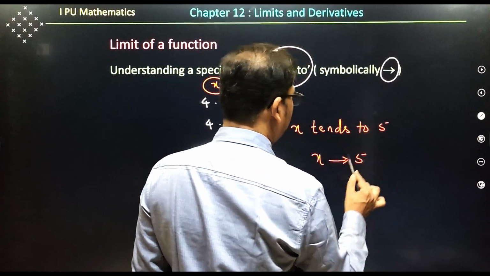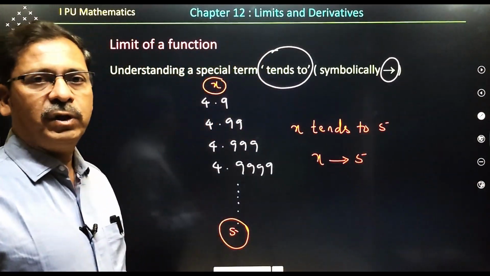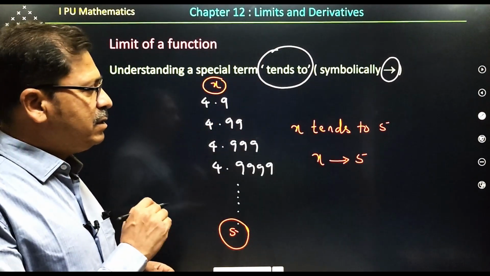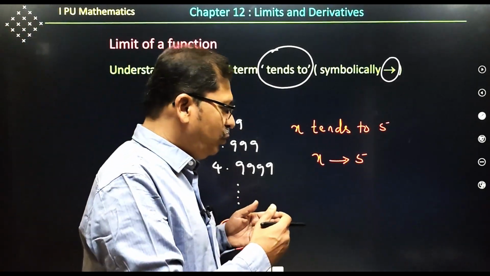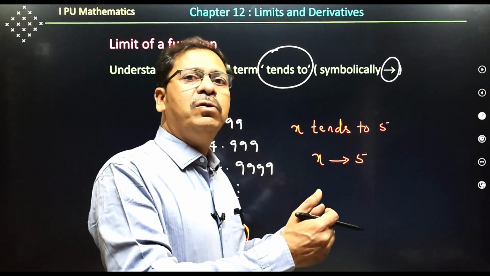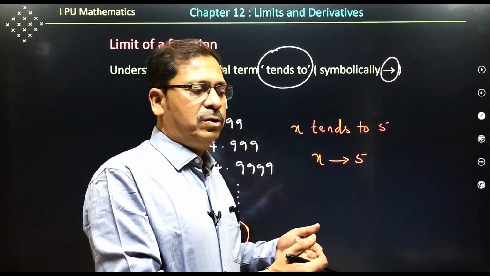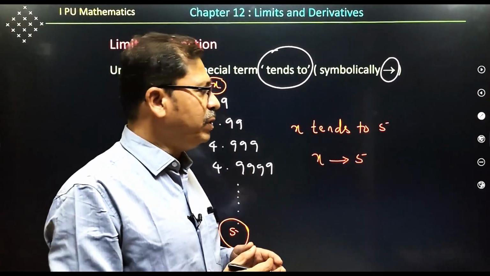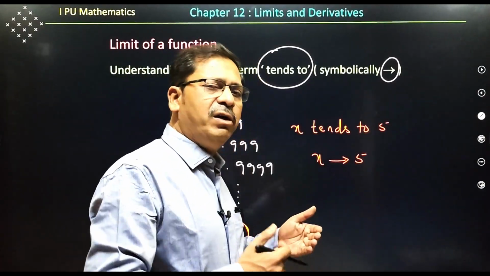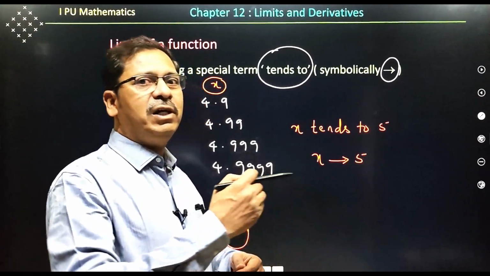X tends to 5 means, see, x is moving nearer and nearer to 5. Approaching but not achieving, not exactly equal to 5. It is approaching very, very near. It is approaching 5 but not achieving exactly 5.